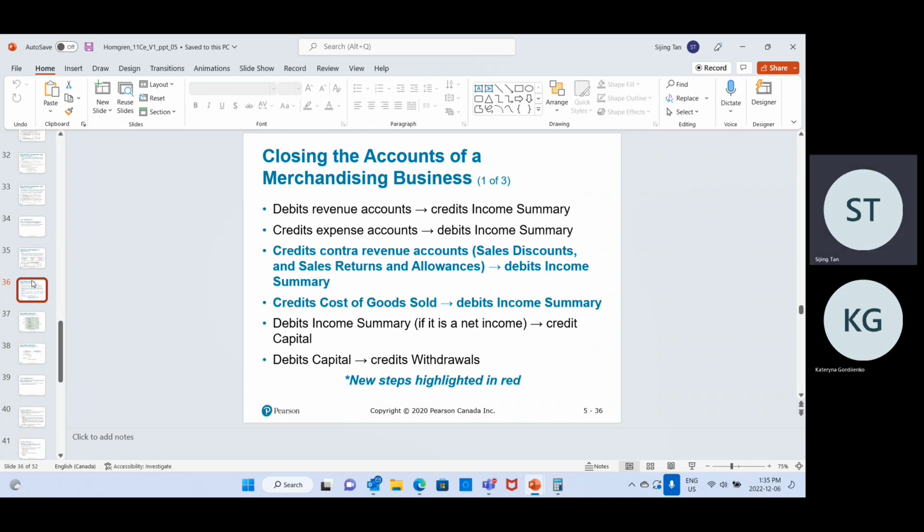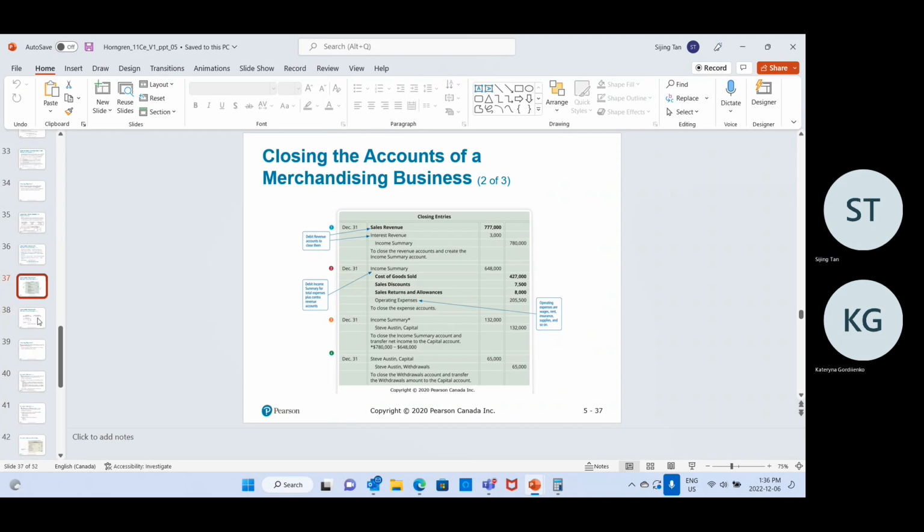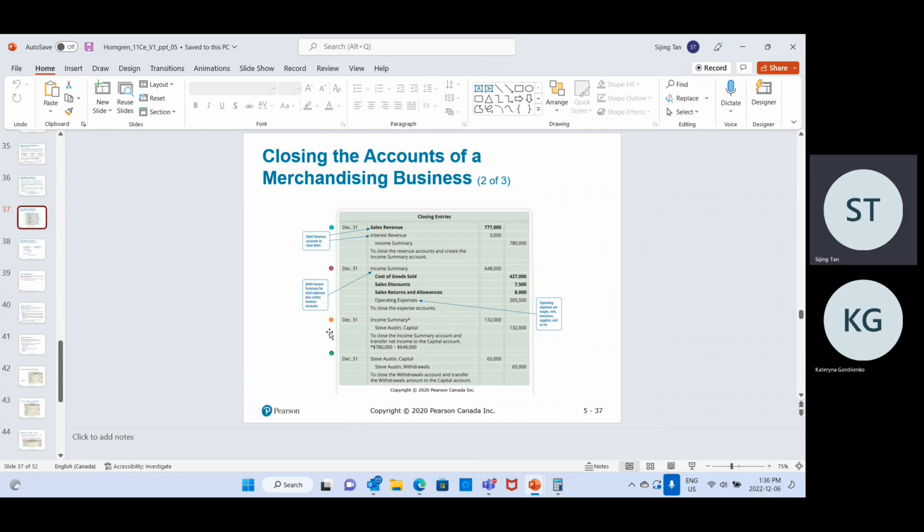Now, similar to the closing process from chapter 4, we debit revenue accounts and credit income summary; we credit expense accounts and debit income summary. Then we credit sales discounts and sales return allowances, debit income summary, and credit cost of goods sold, debit income summary, because we're treating cost of goods sold as an expense account. So it's very similar to expense accounts, which is simply a debit to income summary. Then after we finish all the temporary accounts, we close the income summary with a credit to capital. Lastly, we close the withdrawals, with a debit to capital and credit to withdrawals. So this is what the journal entry looks like when you close the accounts of a merchandising business.